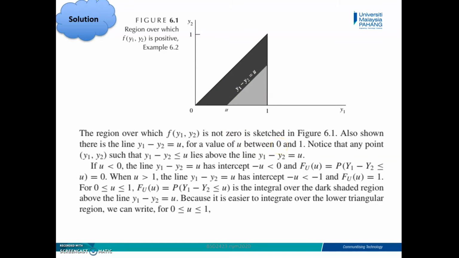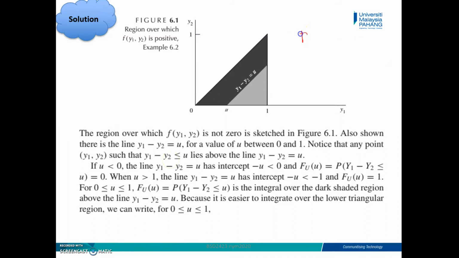Actually you can try. If y1 is equal to 0 and y2 equal to 0, for sure you get u equal to 0. But if y1 equal to 1 and y2 equal to 0, you will get u equal to 1. If you have y1 equal to 0 and y2 equal to 1, you will get u equal to negative 1. And notice that any point (y1, y2) such that y1 minus y2 is less than u lies above the line y1 minus y2 equal to u. If you look at this figure, we have this.